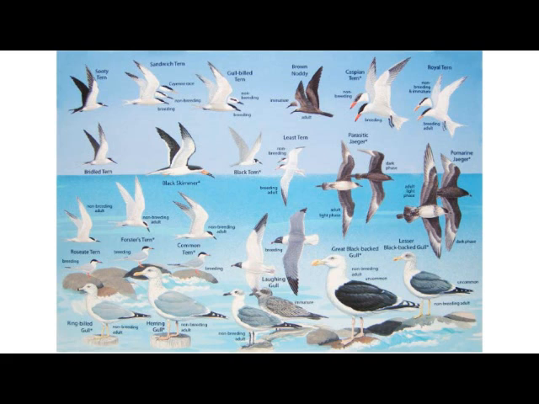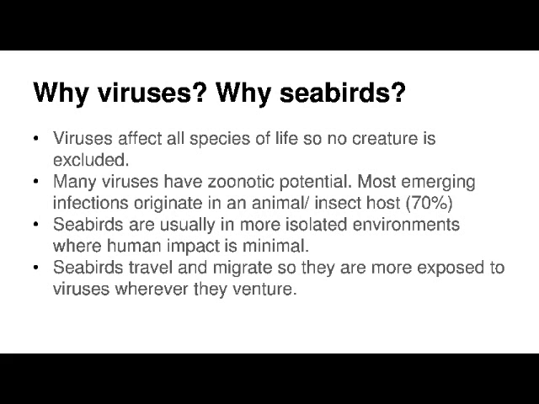Yeah. So why viruses, right? Viruses, as we said earlier, can infect any species of life. So no one is excluded, and many viruses have a zoonotic potential. And you all have seen it for yourself these days. Most emergent infections originate from an animal or insect vector host, right? 70%. Seabirds are usually in more isolated environments where there's little human impact.